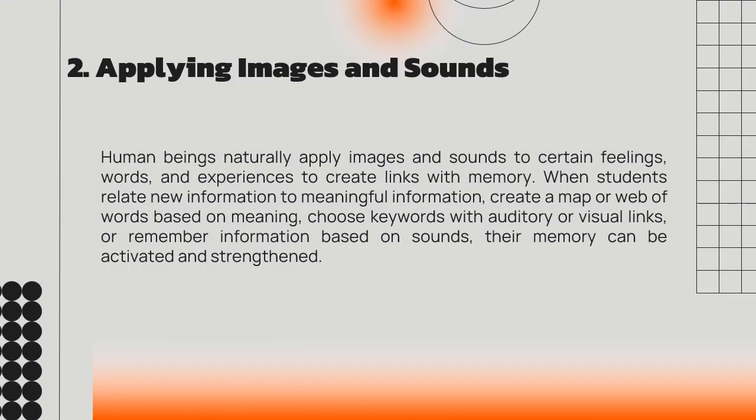Number two is applying images and sounds. Human beings naturally apply images and sounds to certain feelings, words, and experiences to create links with memory. When students relate new information to meaningful information, create a map or web of words based on meaning, choose keywords with auditory or visual links, or remember information based on sounds, their memory can be activated and strengthened.